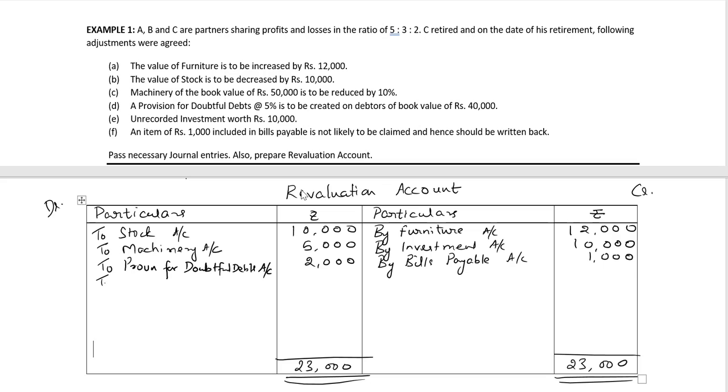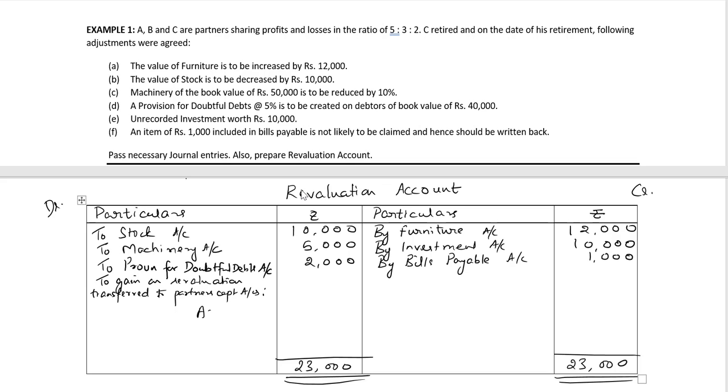There's a gain on revaluation transferred to partners' capital accounts.